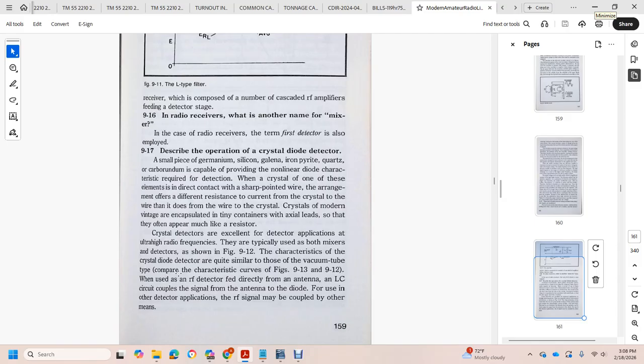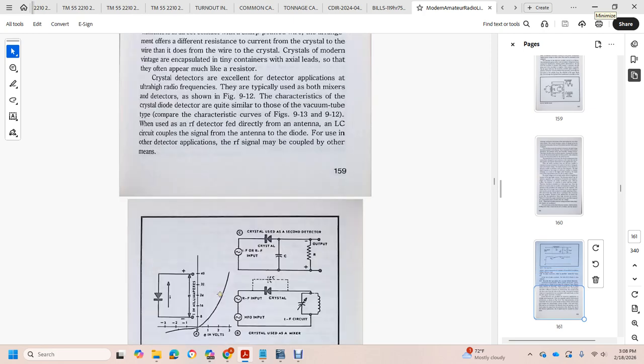The characteristic of the crystal diode detector is quite similar to that of the vacuum tube type, as compared with the characteristic curve in figure 9-13. In figure 9-12, the radio frequency detector is fed directly from the antenna with the inductive capacitor circuit tuned to the signal, so the diode detects the radio frequency signal, which may be decoupled by other means.